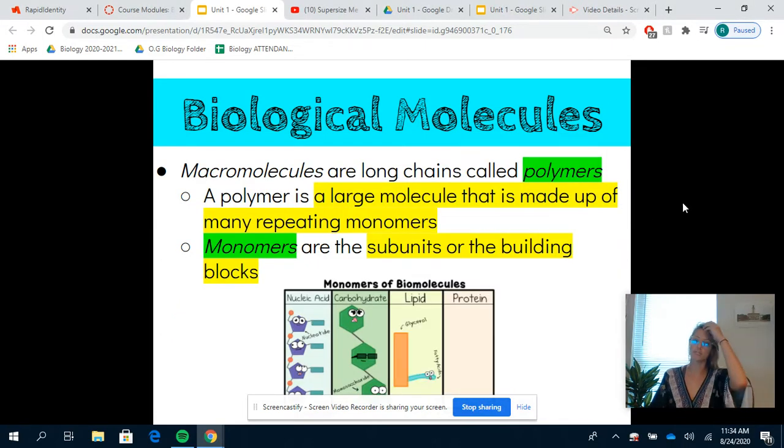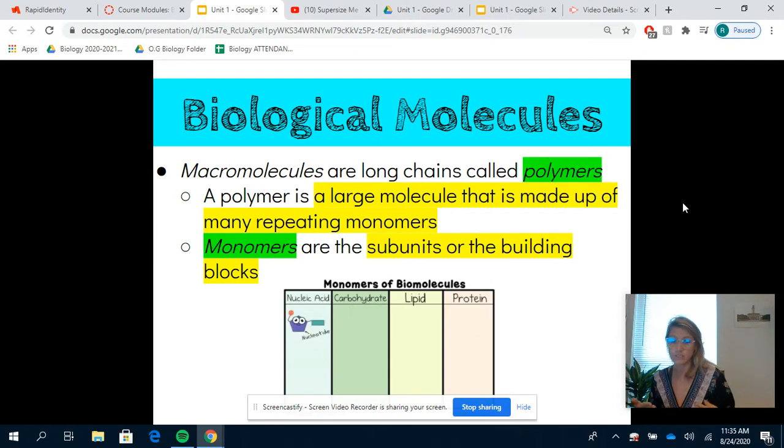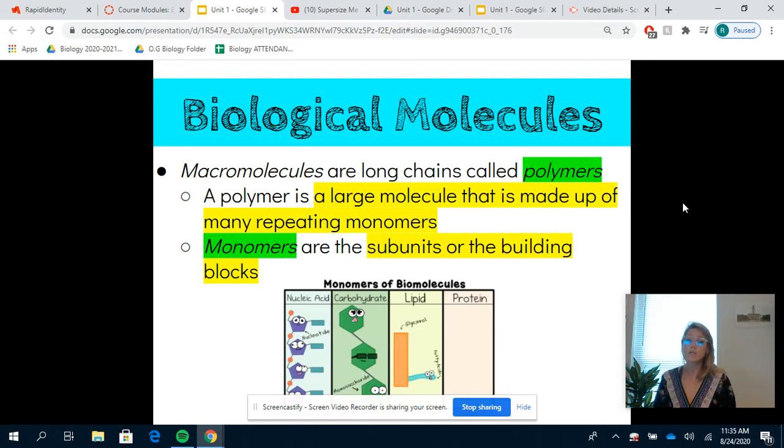So next important slide here, you guys. So again, biological molecules, we use that word interchangeably with macromolecules. So macromolecules are long chains of polymers. Poly means many. A polymer is a large molecule that is made up of repeating monomers. Monomers are the subunits or the building blocks that create the polymer.